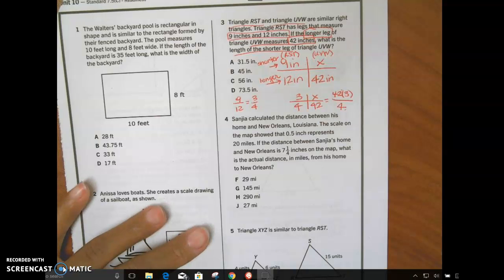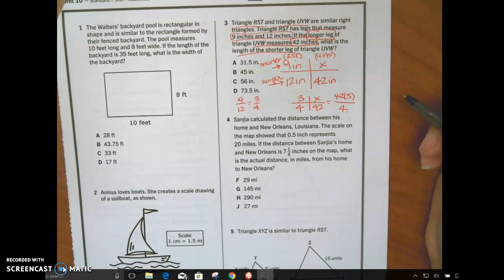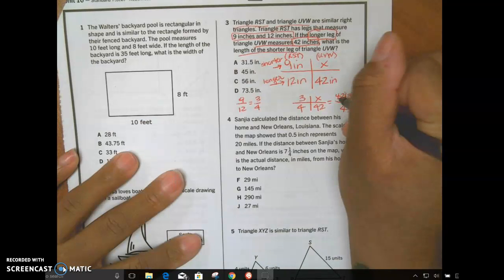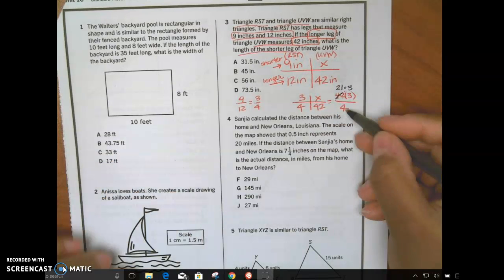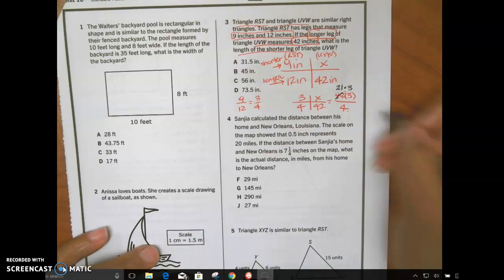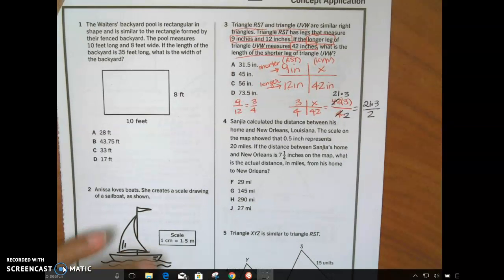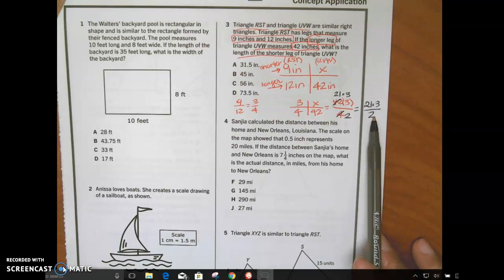What do 42 and 4 have in common? 2. How many times does 2 go into 42? 21. Cross it out. I now have 21 times 3. How many times does 2 go into 4? Cross it out. I now have 2. This is a new problem: 21 times 3 over 2. No more simplifying left because these are odd numbers up top and this is even at the bottom.